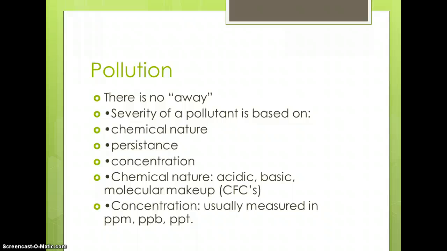The severity of a pollutant is based on the chemical nature of the pollutant, what it's made of, the persistence, meaning how long it stays in the environment, and the concentration of it. The chemical nature can be acidic, basic, or molecular makeup, for example, CFCs that hurt the ozone. The concentration is usually measured in parts per million, parts per billion, or parts per trillion.